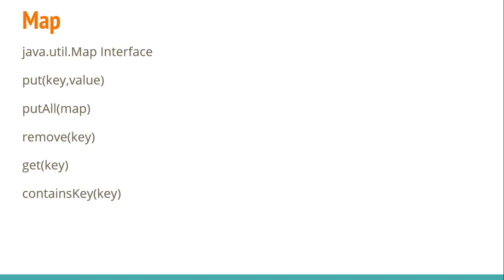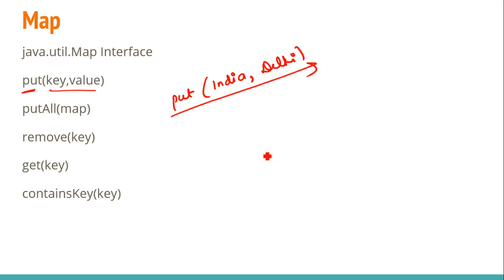So we have the map interface. Now how do we add data into it, or how do we remove data from it? Since map stores values in key value pairs, whenever you are adding any data to a map, you have to say put, followed by the key. In our case, the key is the country name, so let's say India is our key, followed by the value, that is Delhi. So we say key value pair India and Delhi. All right, that is how we insert data into a map.